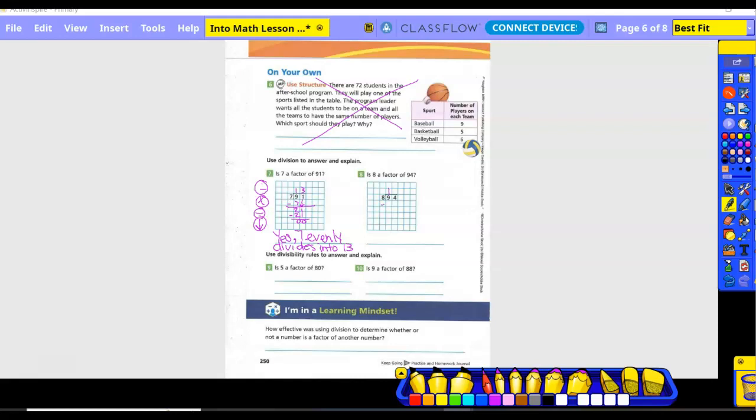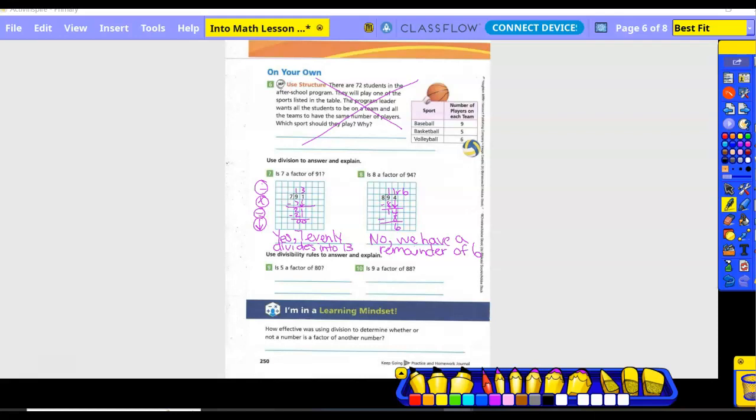So 1 time 8 minus 8, 1 left over, bring down the 4. How many times does 8 go into 14? 1, minus 8, 6 left over. So would it work? So no. We have a remainder of 6. So no, it is not a factor of 94, right?